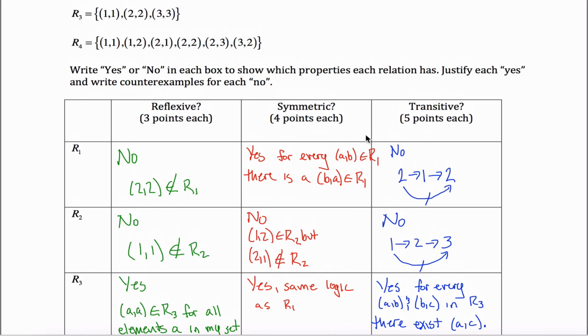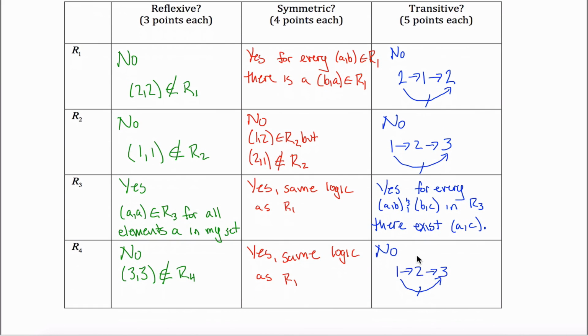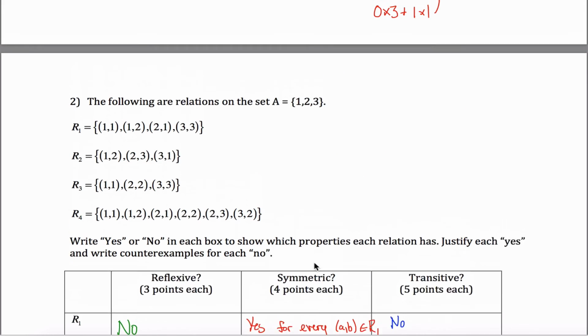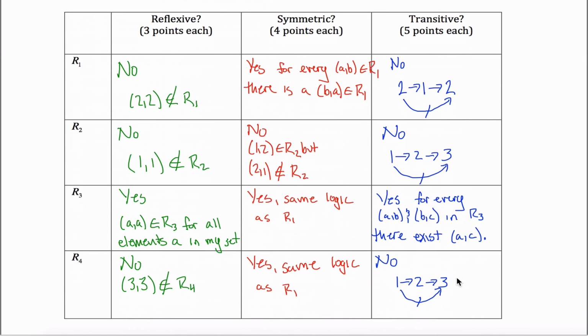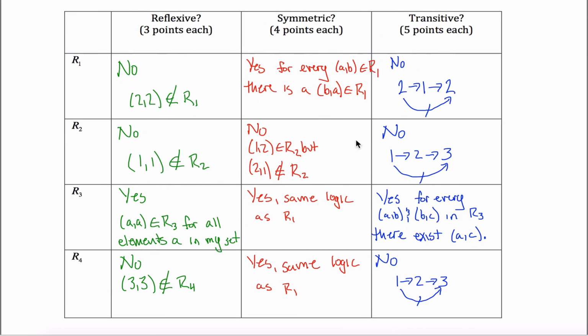I'm going to leave it just like that. Your counterexamples might vary. Like in this last one, for example, you could have said there's an arrow from 3 to 2 and an arrow from 2 to 3, but no arrow from 3 to 3. That's perfectly good justification for why it's not transitive. And that's the end of this quiz. I'll stop this video here.